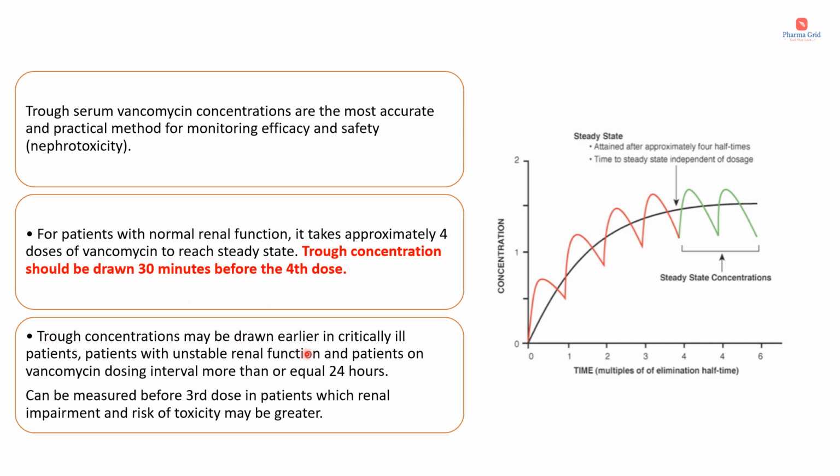Trough concentrations may be drawn earlier in critically ill patients, patients with unstable renal function, and patients on vancomycin dosing interval more than or equal to 24 hours. It can be measured before the third dose in patients with renal impairment, where the risk of toxicity may be greater.